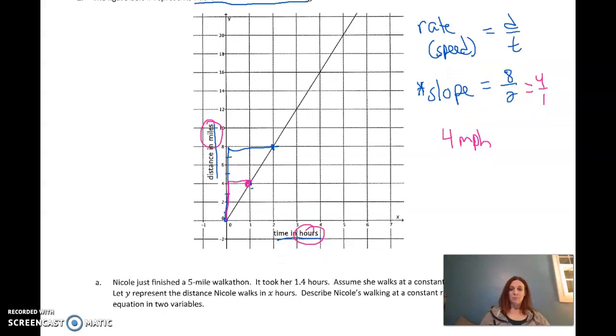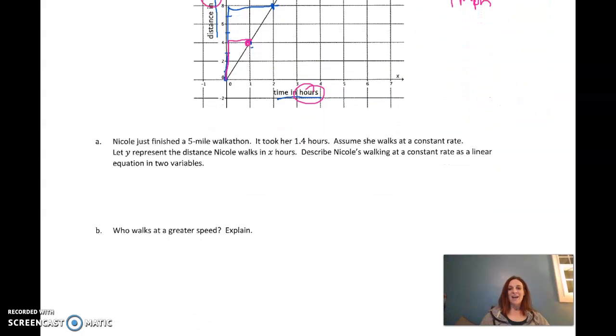Now we have Nicole. And Nicole just finished a 5-mile walkathon. Good for her. It took her 1.4 hours. Now we're going to assume that she walks at a constant rate. When I think constant rate, I'm thinking y divided by x. Y is the distance, x is the hours, and we want to describe Nicole's walking speed as a linear equation in 2 variables. So take our rate, 5 miles in 1.5 hours. Remember, our time always goes on the bottom. And now match it up with our y and our x.